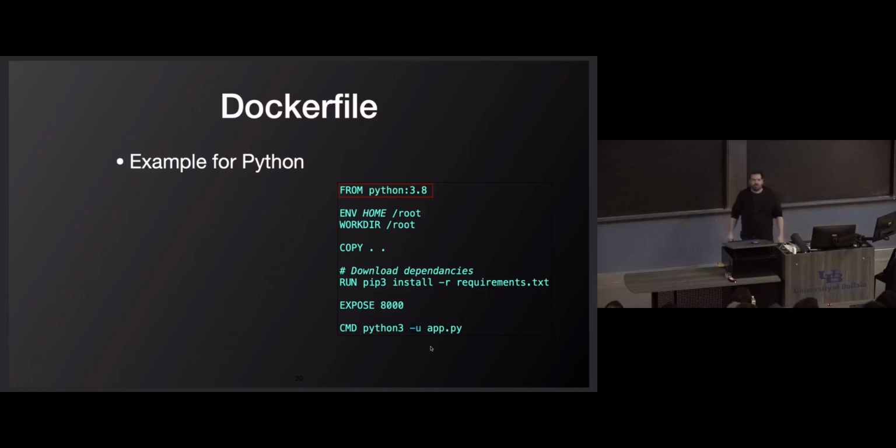-u says, unbuffer that. Don't use a buffer. Just give me the stuff that I print to the screen. It makes life a lot better. So just don't forget that -u. Have that -u, get unbuffered output. So whenever you print something to screen, you see it right away.